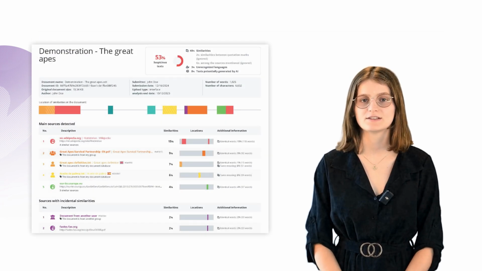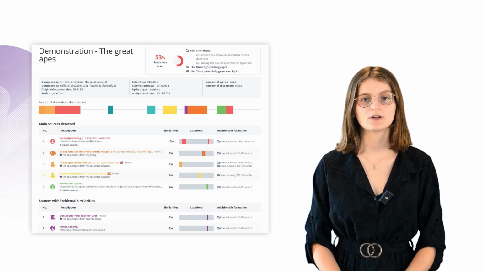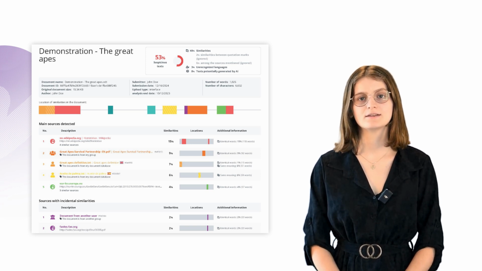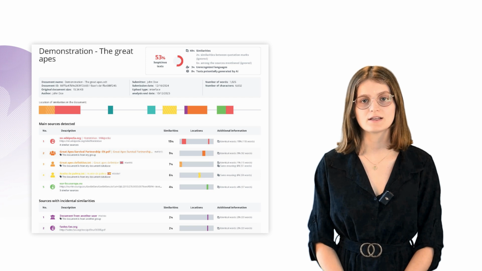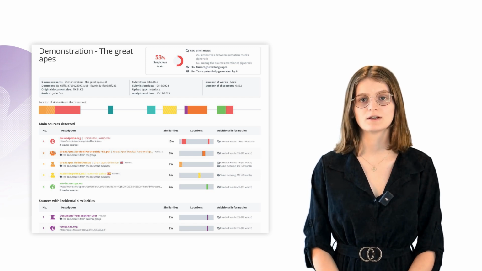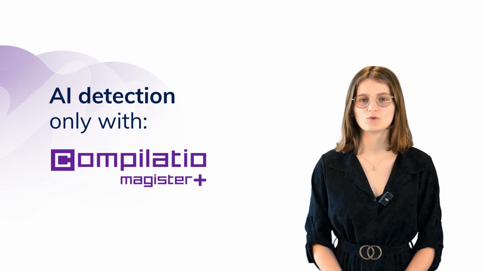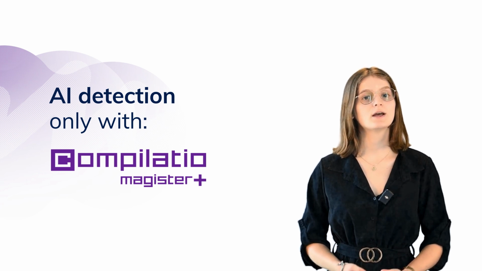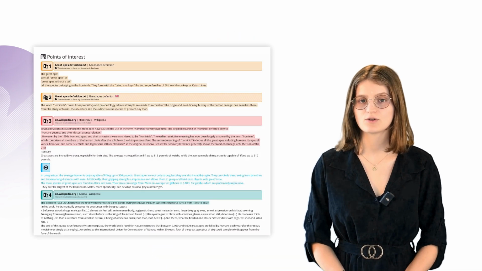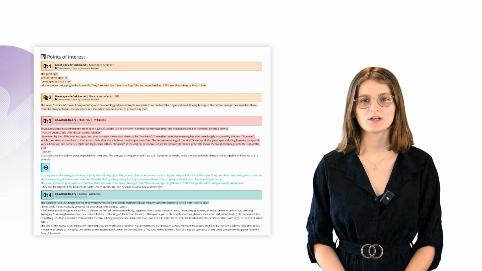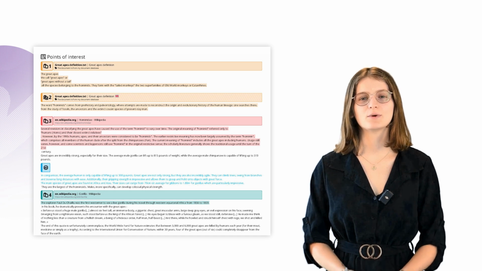The analysis attestation presents the percentage and location of suspect passages, the similarity score, unrecognized languages, and the origin of the detected sources. Magister Plus users can also view the score of content potentially generated by AI. The analysis report includes all the elements of the analysis attestation, as well as all of the extracted text, with the location of the sources of the detected similarities.